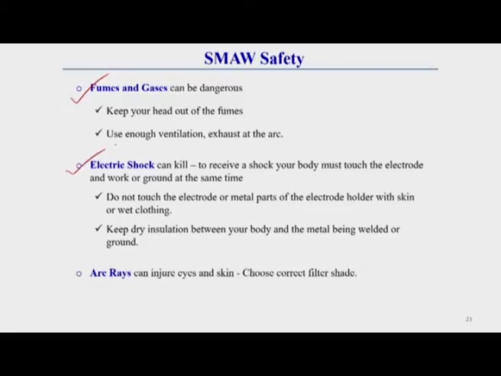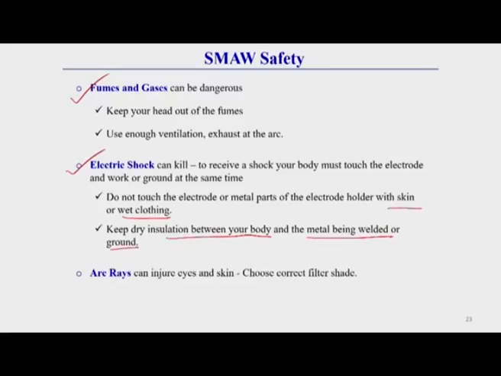Here there can be chances of electric shock, because if your bare body touches the electrode and workpiece at a time, then a sudden shock can be there, which can be dangerous to the welder. So that's why don't touch the electrode or metal part of the electrode holder with skin or wet clothing. This you should keep in mind. Keep dry insulation between your body and metal being welded or ground. So dry insulation should be there.